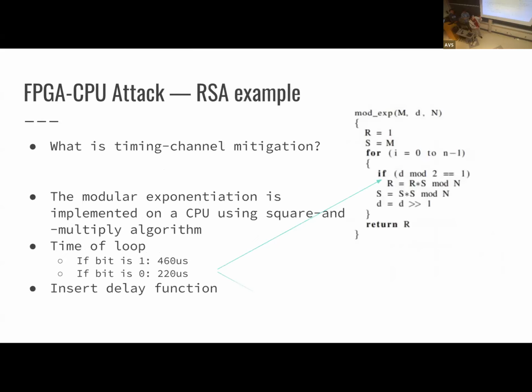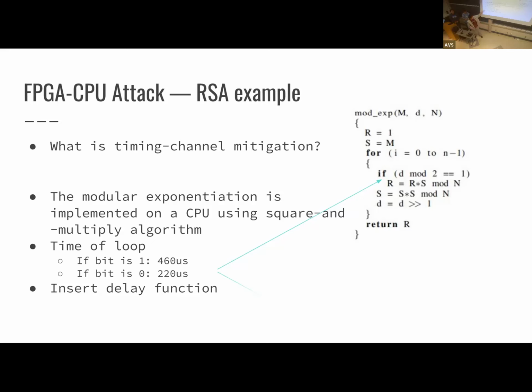And here is also an RSA example which is used to attack from the FPGA to the CPU. Firstly, we have to know what timing channel mitigation is. When we want to get some confidential information, we can just give it an input and observe the time interval between the input and the output, and we can infer what the confidential information is. But if we force the time interval to be constant, we can mitigate this attack. But if we use the FPGA to CPU attack, this kind of protection can be broken.